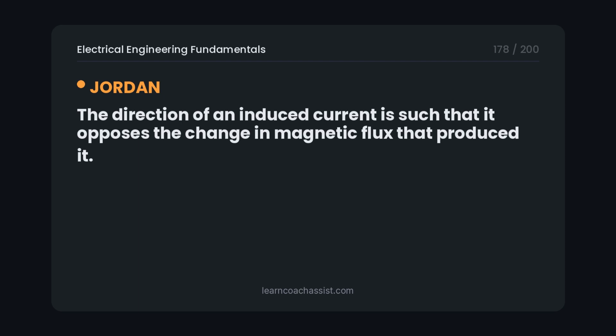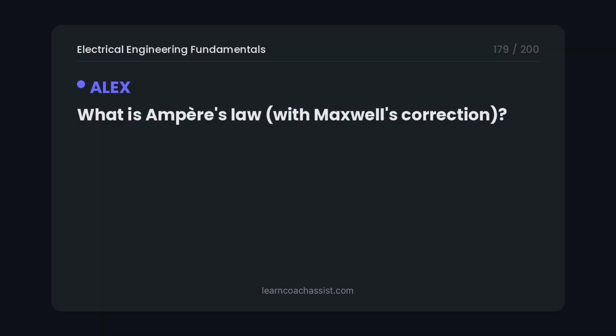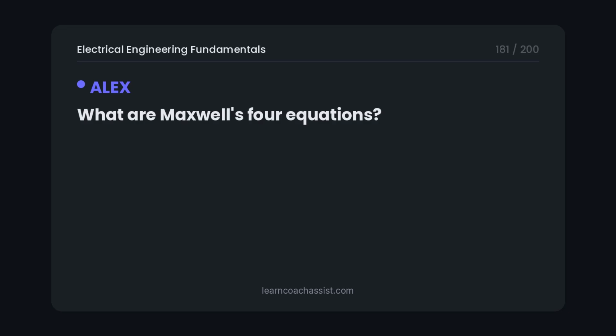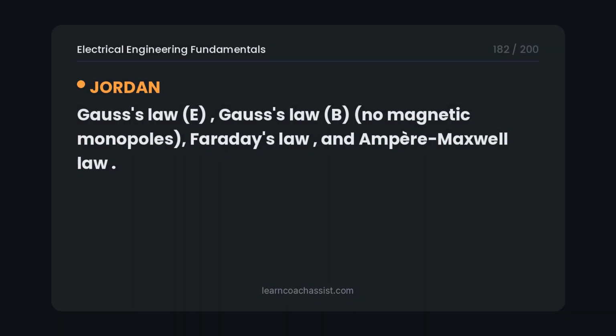What is Ampere's law, with Maxwell's correction? Closed integral B·dl equals mu naught, I_enc plus epsilon naught dΦ_E/dt. Relates magnetic field around a loop to current and changing electric flux. What are Maxwell's four equations? Gauss's law for E, Gauss's law for B, no magnetic monopoles, Faraday's law, and the Ampere-Maxwell law.